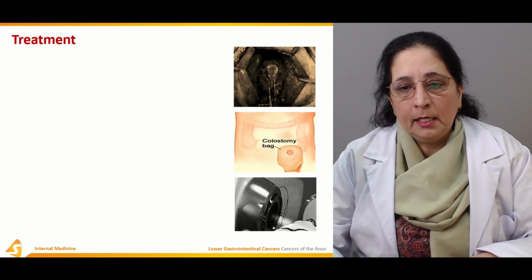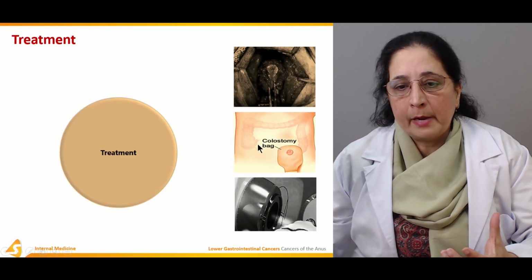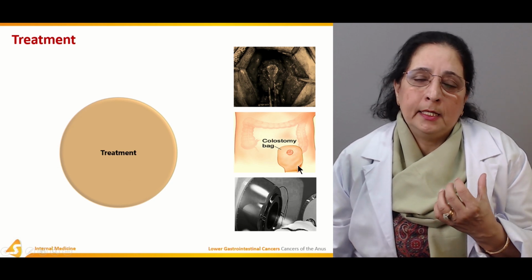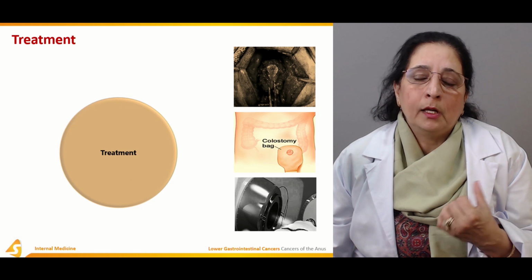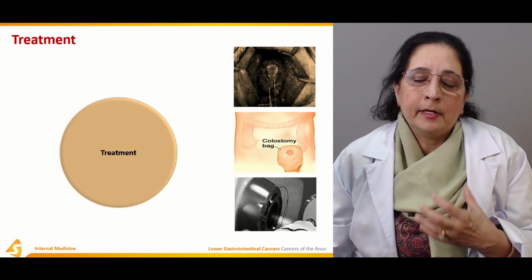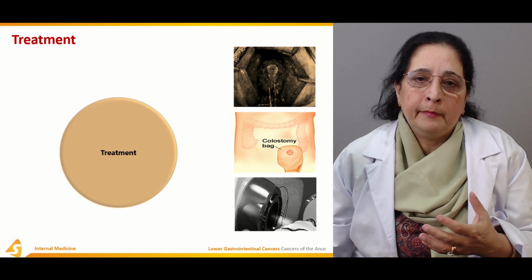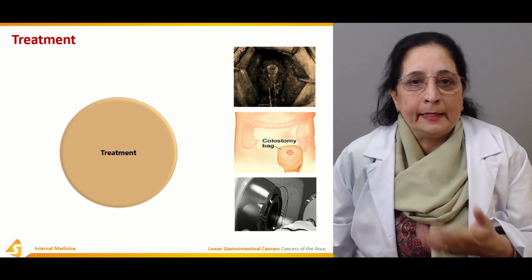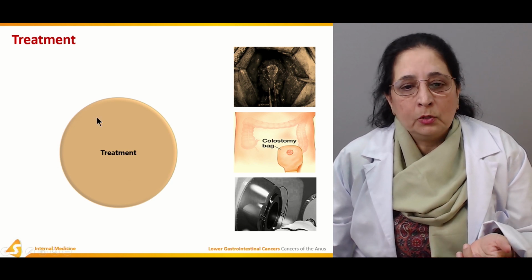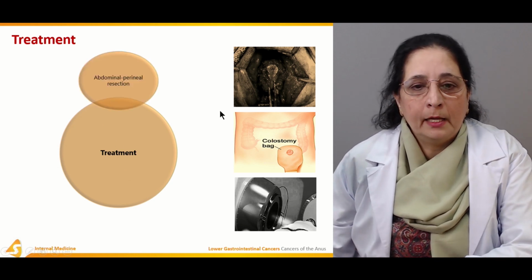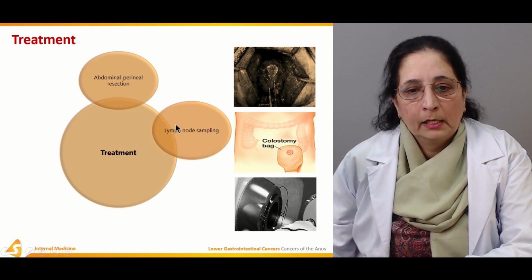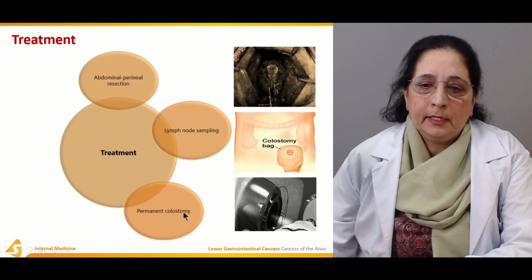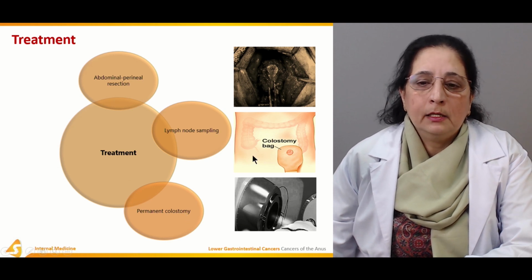Treatment: this is the colostomy bag. Colostomy bag is the bag that is attached after the surgery. So all the fecal matter is collected in that colostomy bag, and it is removed and cleaned as required. So treatment is the abdominoperineal resection, lymph node sampling, permanent colostomy. This is the colostomy bag.